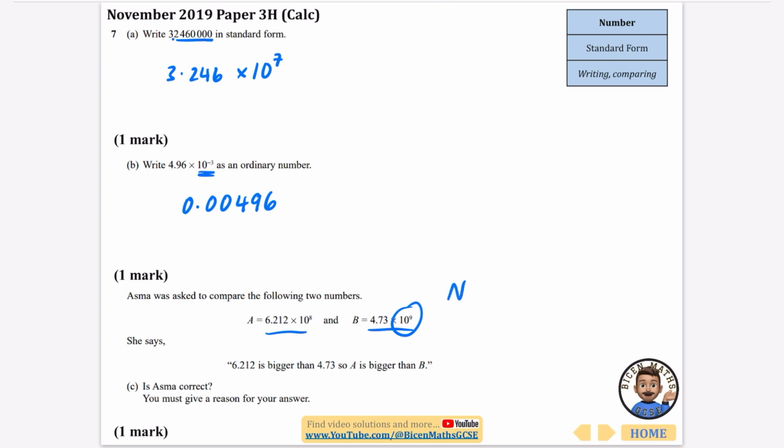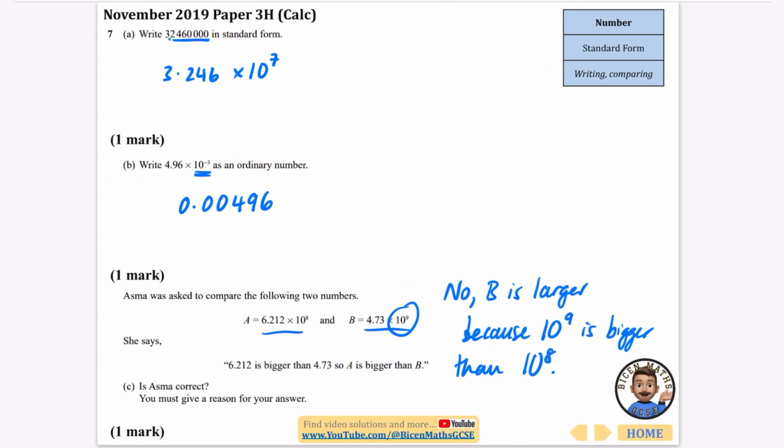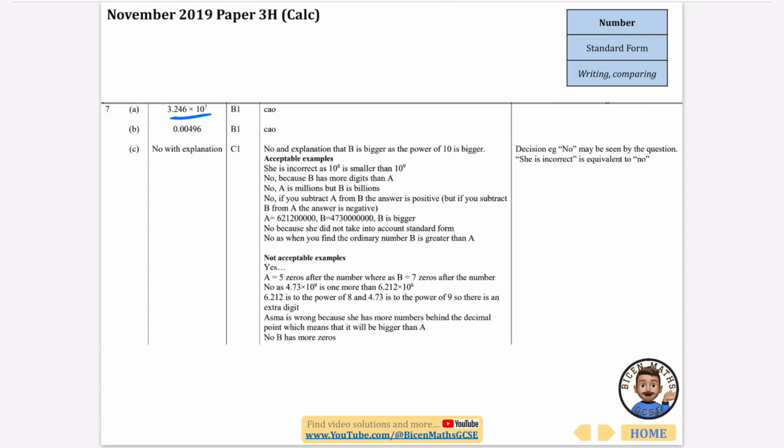So is she correct? No, B is larger because 10 to the power of 9 is bigger than 10 to the power of 8. So with standard form, it's about the second number that's important, not the first number. So we've got this, and no with an explanation. You can see some things: 10 to the 8 is smaller than 10 to the 9, or we said it the other way around to that, so that's perfectly fine.